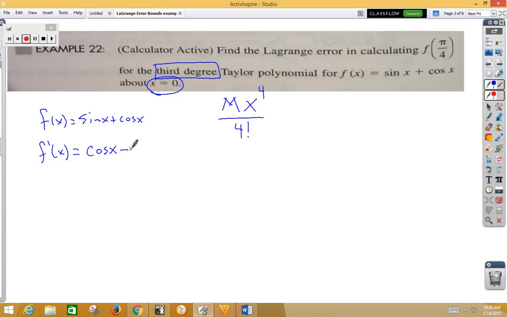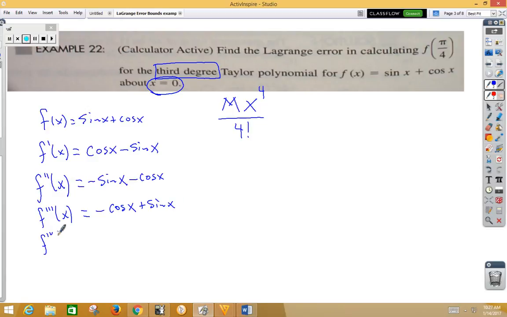cosine x minus sine x, f double prime, well, derivative of cosine is negative sine, derivative of negative sine is negative cosine, f triple prime of x, derivative of negative sine would be negative cosine, derivative of negative cosine would be positive sine, and then finally our fourth derivative would circle back on itself, and we're back to sine x plus cosine x. It's kind of a nice little factoid to know that when you take four derivatives of either sine or cosine, you end up back where you've started.